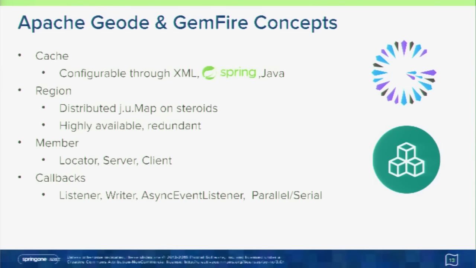It's also important to know that we have callbacks. For that, you may want to filter data before it actually enters the region. So you have cache writers and listeners. Most of them are synchronous. Then you have the async event listener, backed by a queue as well, and it can be parallel or serial.